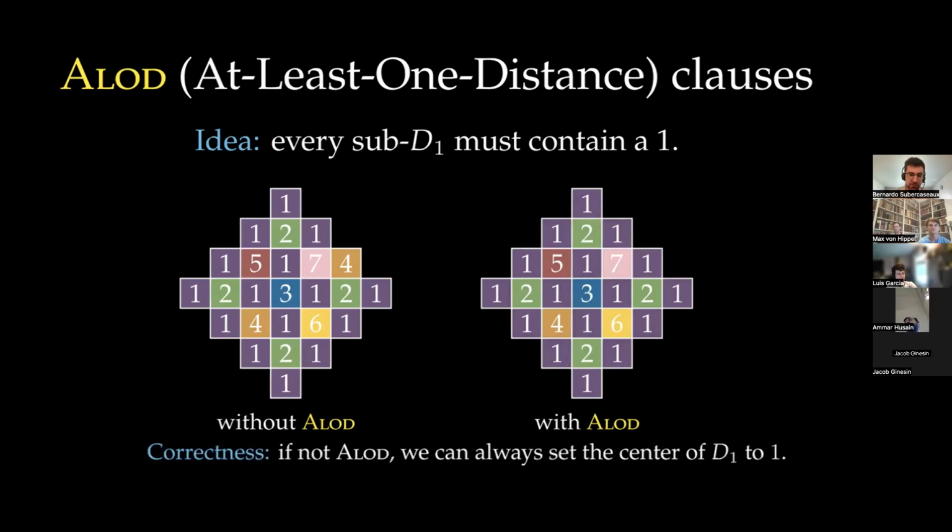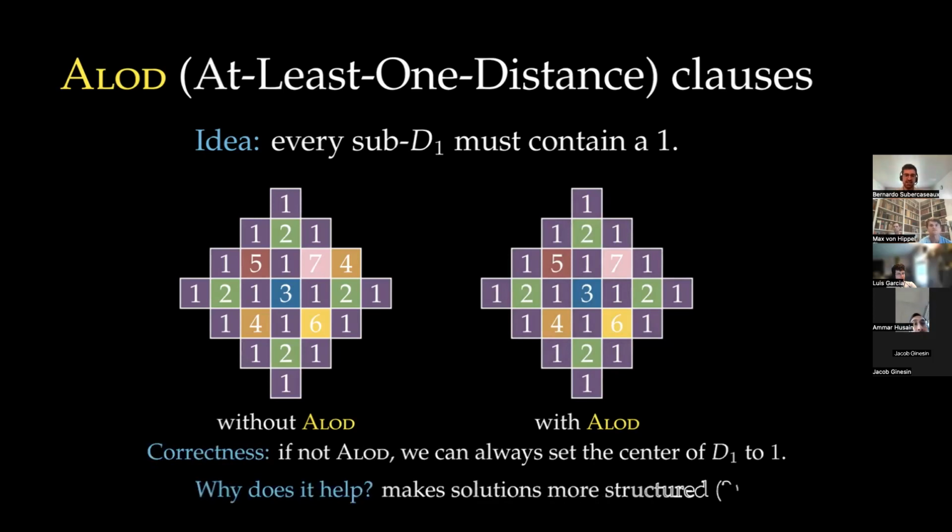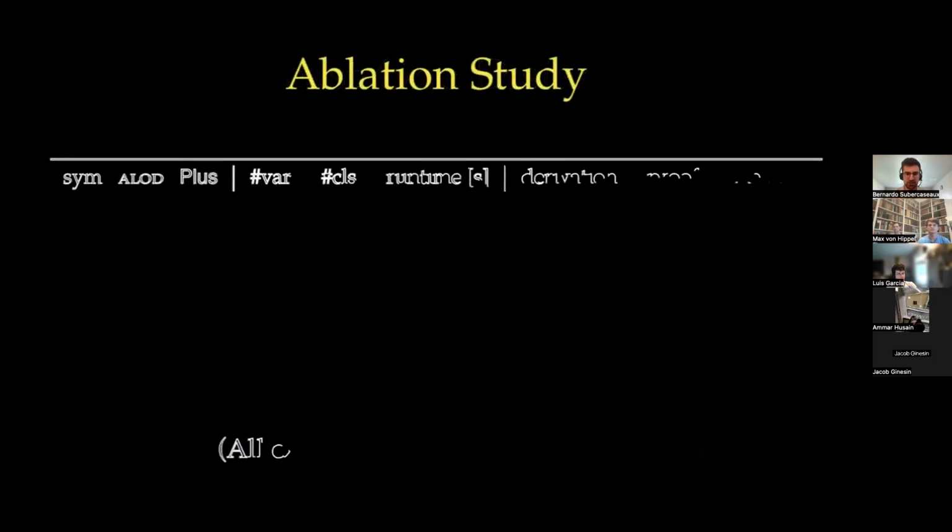So I explained the reason for correctness, and it's hard to formalize what it means that the solution gets more structured, but we do measure this empirically, and we get around, if I remember correctly, a 20-something% speed up by including this form of restrictions.